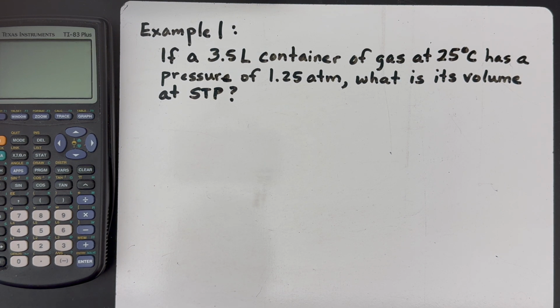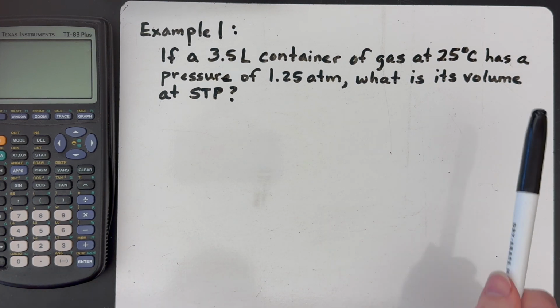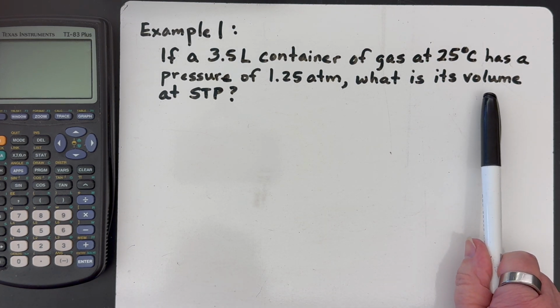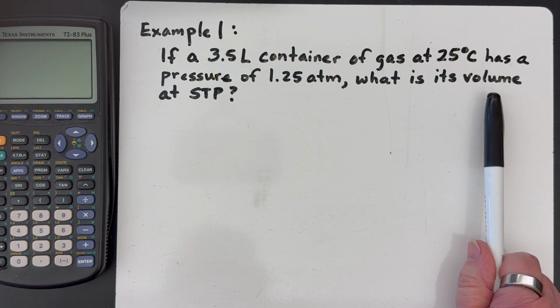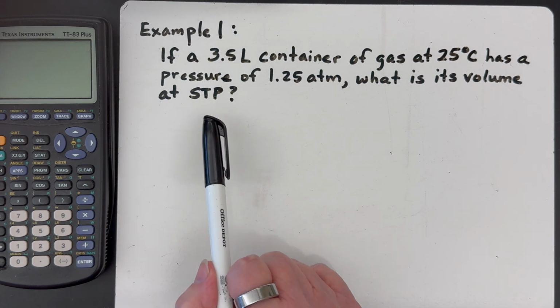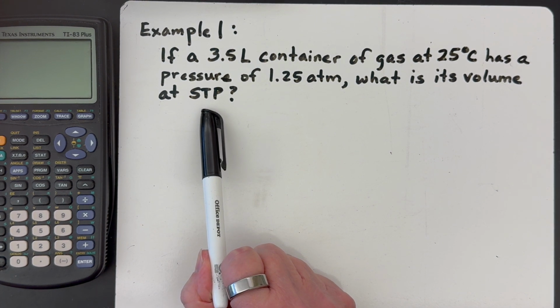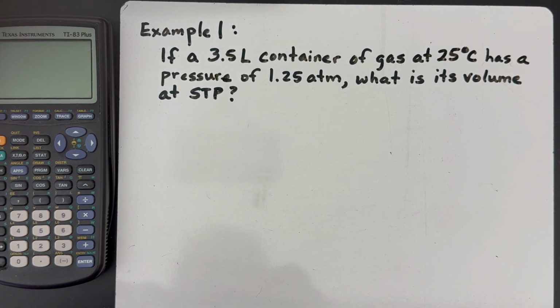Here's our first example problem. If a 3.5 liter container of gas, doesn't matter what gas, all gases act the same way, at 25 degrees Celsius has a pressure of 1.25 ATM, which stands for atmospheres, what is its volume at STP? So it's asking for the final volume, which is our V2. So that's going to be our X, our unknown that we're solving for. STP stands for standard temperature and pressure.